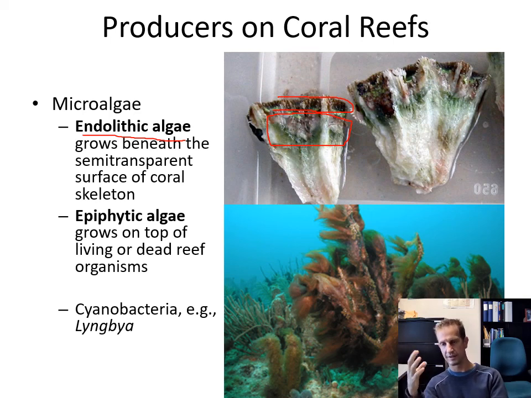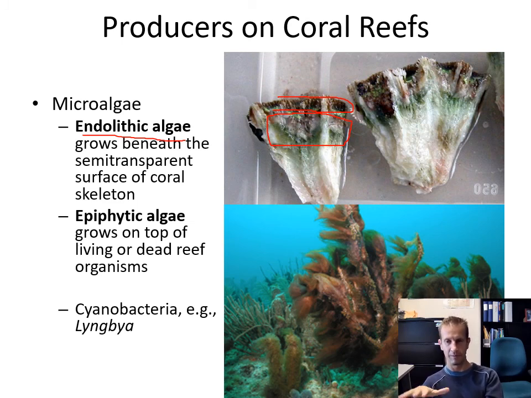So because the coral is semi-transparent, kind of like milky glass, enough light can get through the coral flesh and through the surface layer of the skeleton to actually support the growth of some algae within the coral. These endolithic algae, I don't really know if they have a positive or negative effect on the coral. It's not a species that I'm super familiar with, but they are there. They're part of the ecosystem.